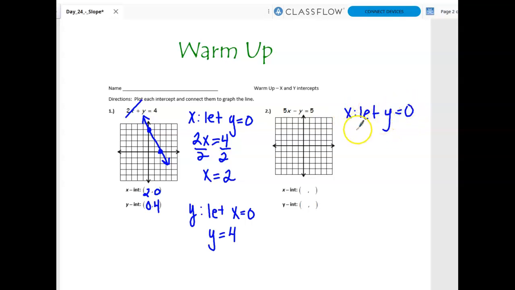All right, the second one we did. For the x-intercept, we let the y be 0, and we are left with 5x equals 5, because that y would just go to 0. We divide both sides by 5, and our x is 1. So the ordered pair would be (1, 0), which would be right here.